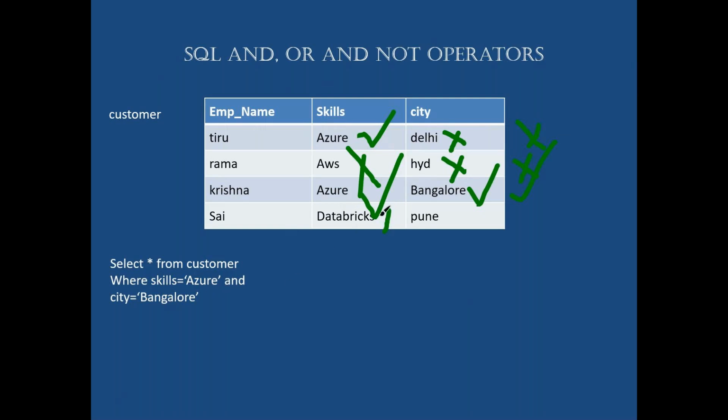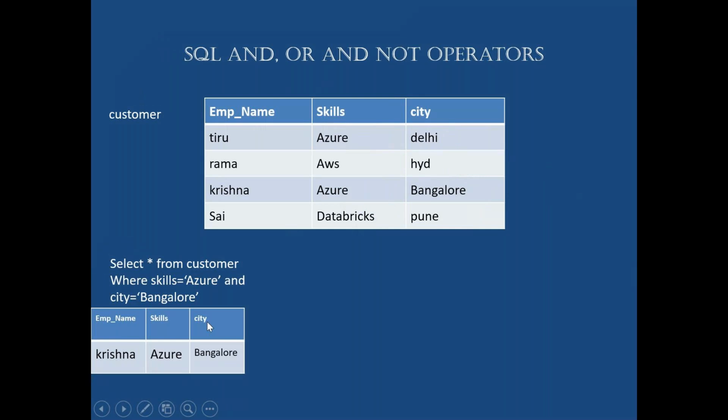Skill is Azure, no. City is Bangalore, no. So it will not come. So what will come in the output? Only the third record. Got it? That's how AND works. AND means both the conditions should match, then only it will come in the output.